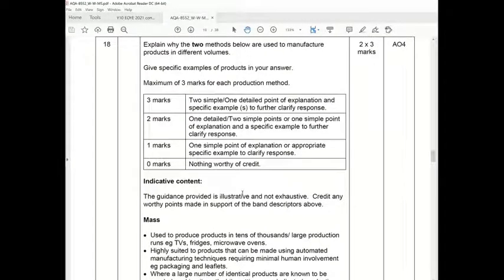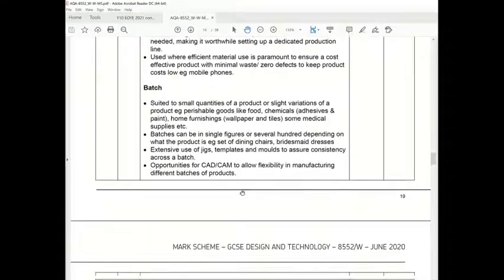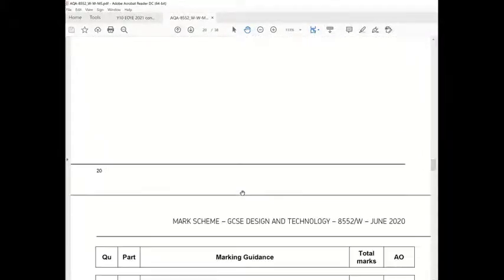So it's not this one, is it? That's like batch production.